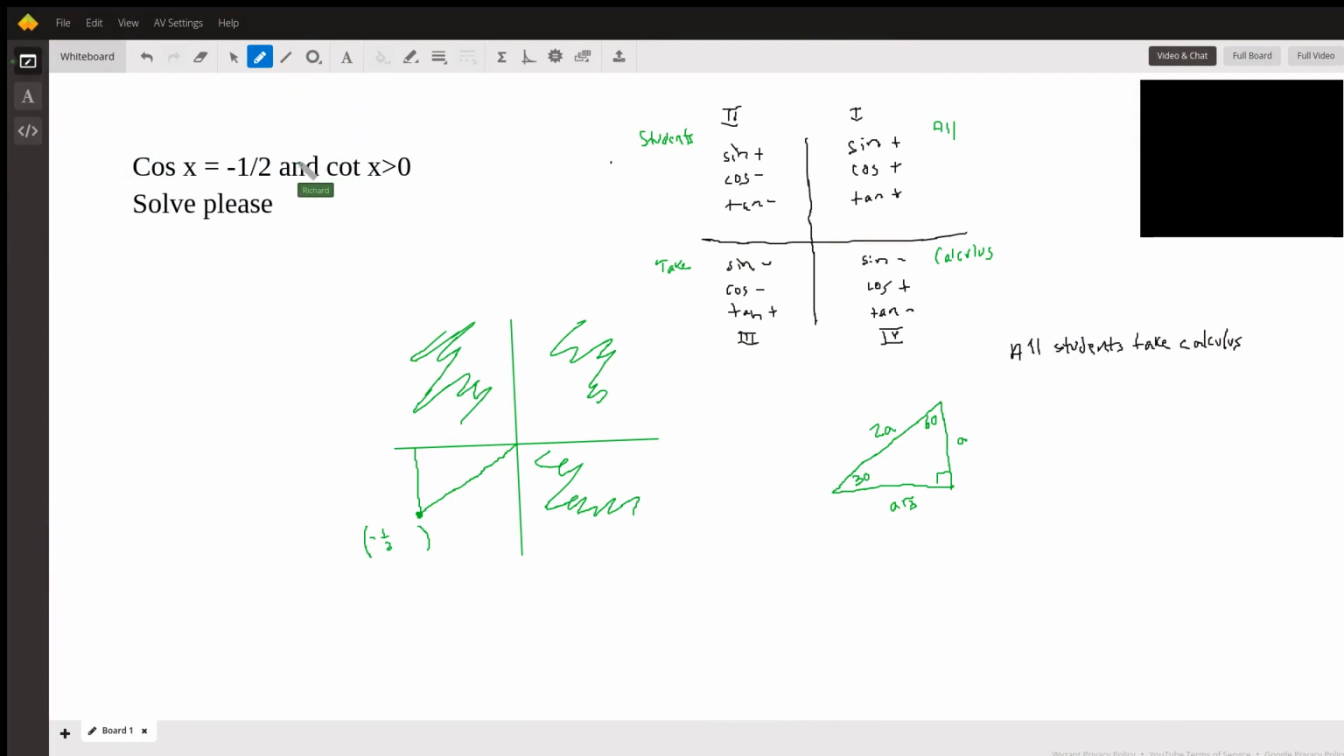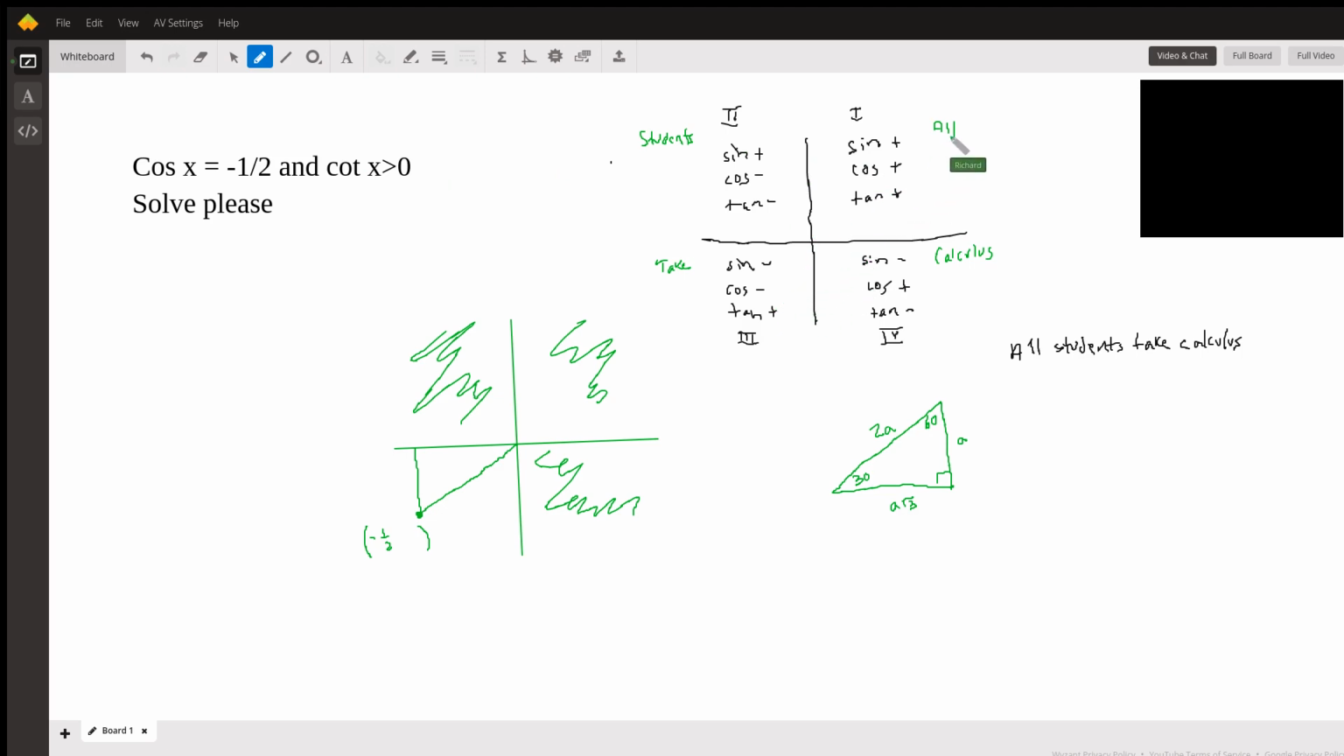And the question has us trying to figure out what x is, given the fact that the cosine of x is -1/2 and the cotangent of x is positive. Now, the cotangent is 1 over the tangent. The first thing that I think is useful to do is figure out what quadrant this angle is in.